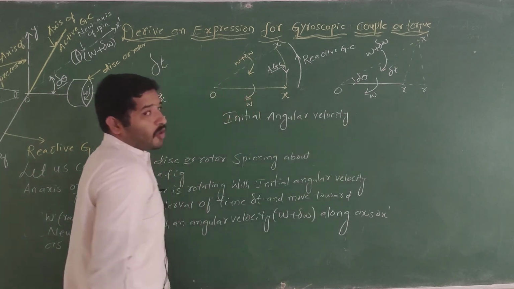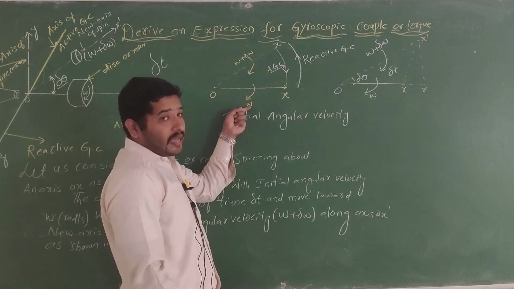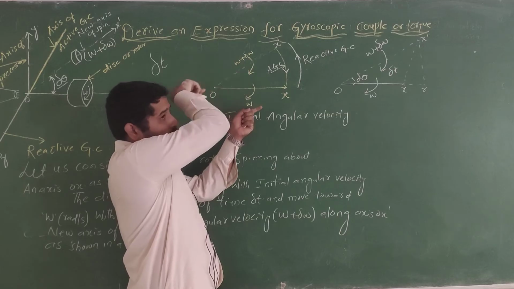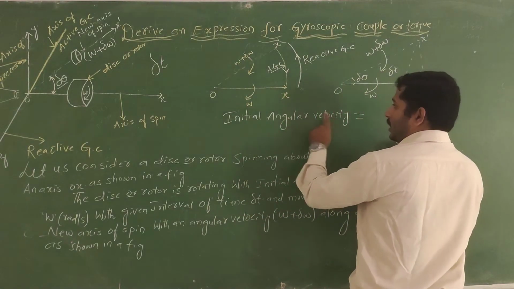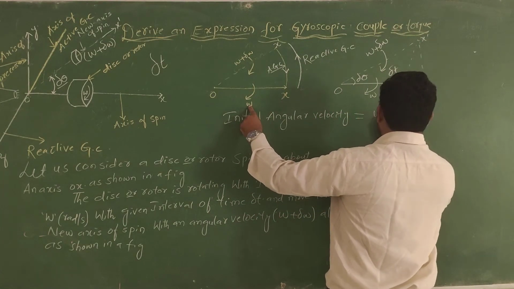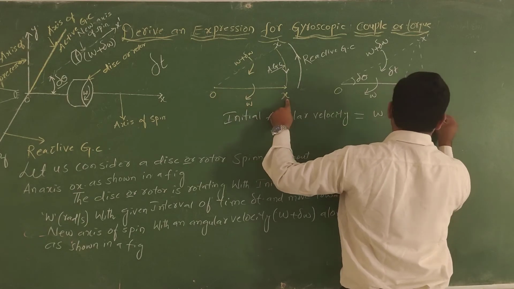So what is the initial angular velocity here? The initial angular velocity is omega. Acting in which direction, dear? They are acting in the x direction, along the axis OX.